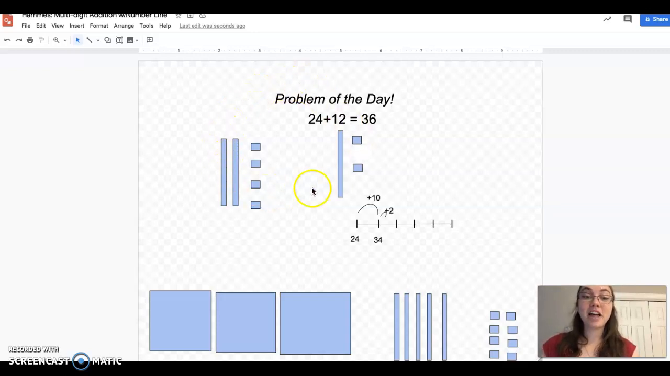We can use the blocks with our ones squares, our tens rods, and even our hundreds blocks. Or we could use a number line, jumping ahead by tens or by ones to check our work. So I hope that this provides you with 2 different ways to solve addition problems.